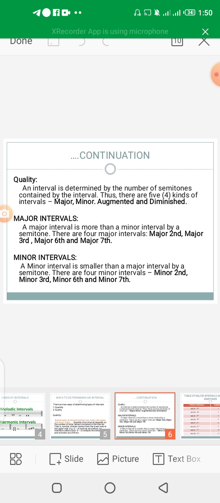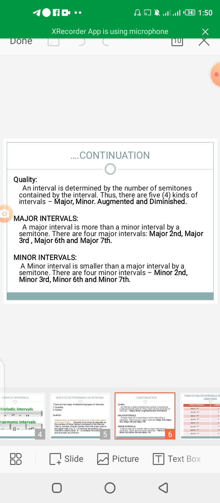Okay. The major interval. A major interval is more than a minor interval by a semitone. There are four major intervals. The first one is the major second. The second one is the major third. The third one is the major sixth, while the last one is the major seventh. So remember, there are four types of intervals, and there are also four types of major intervals: the major second, the major third, the major sixth, and the major seventh.